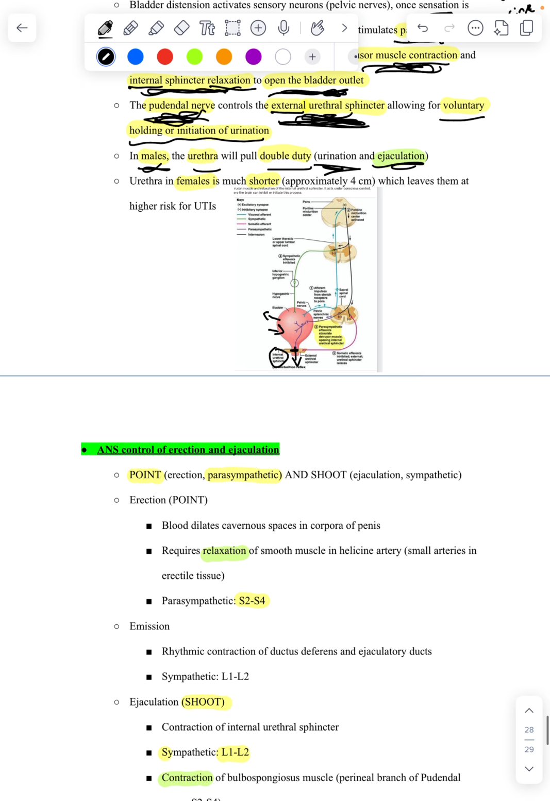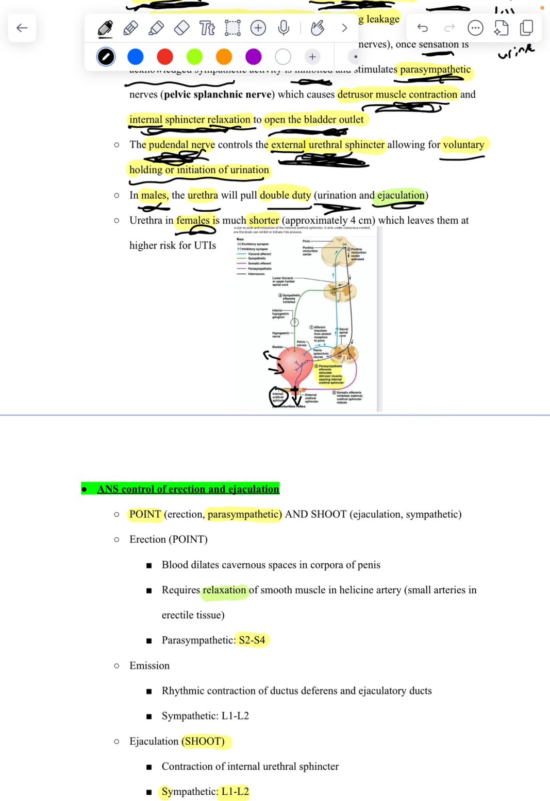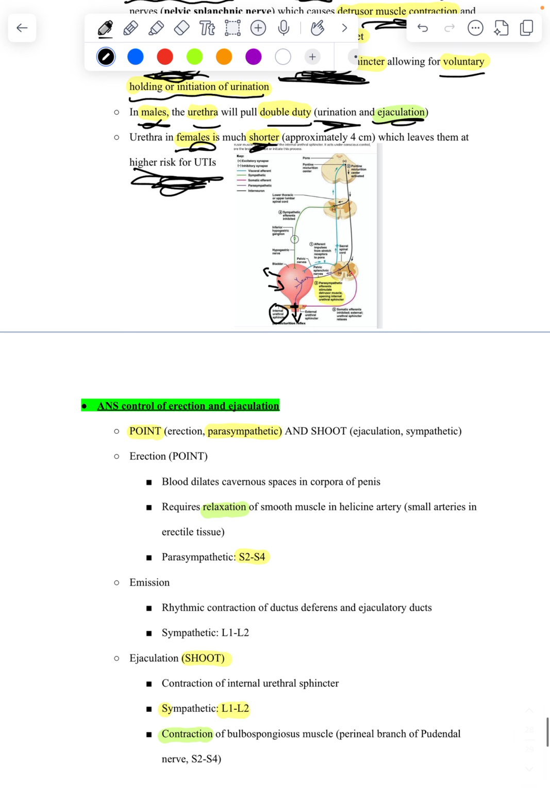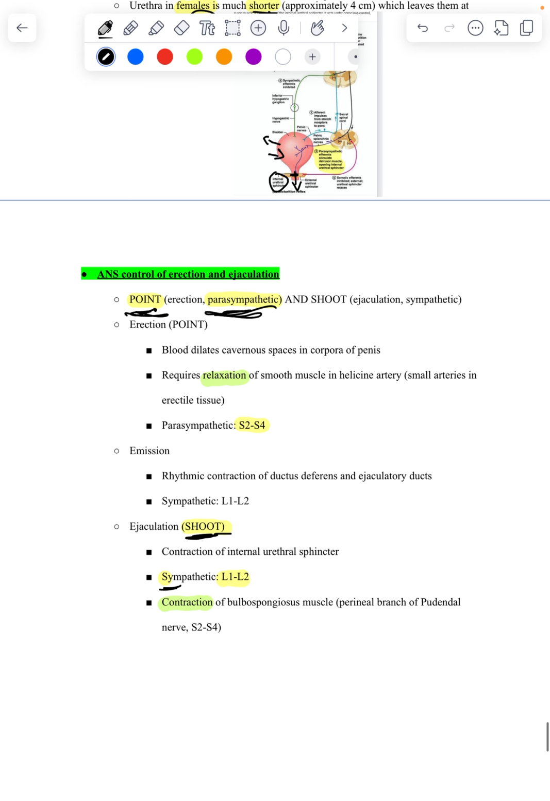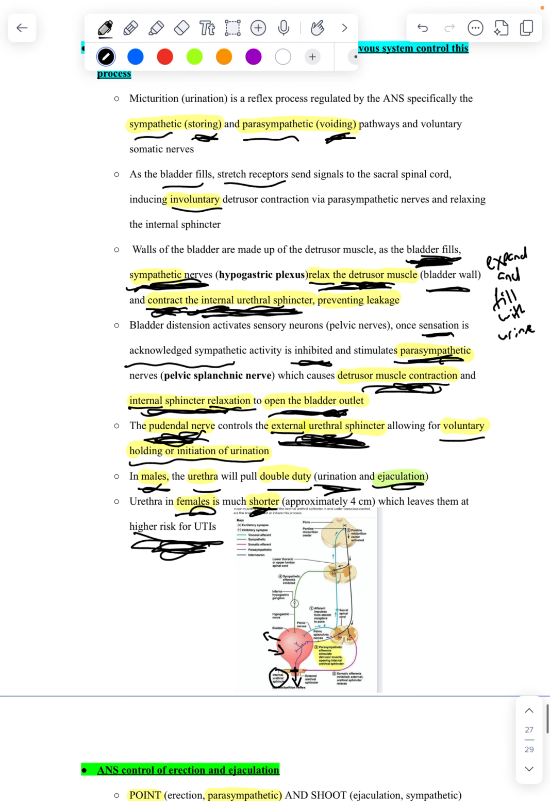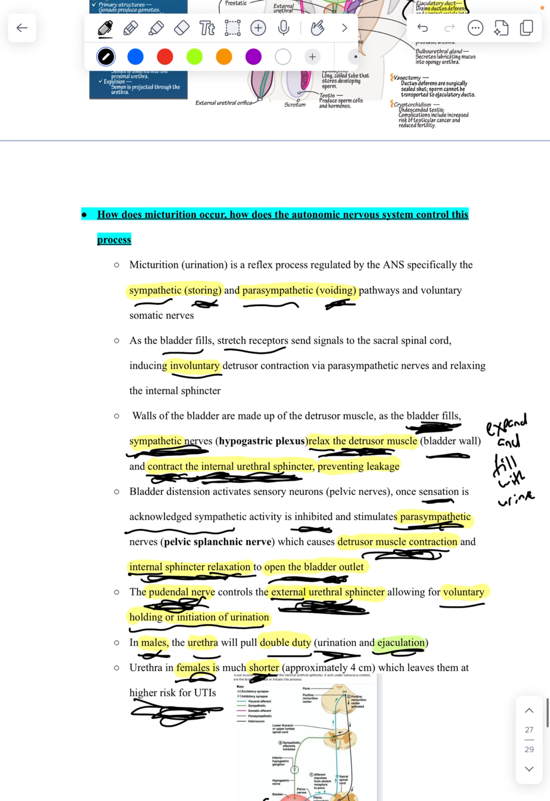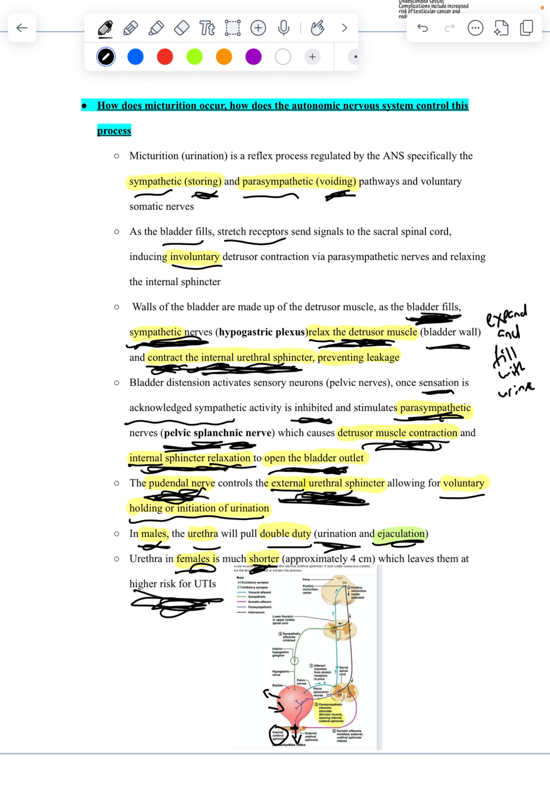And then lastly, the autonomic nerve. Oh, before that, the urethra in females is much shorter. That's why they're at higher risk for UTIs. But that also makes it easier to treat UTIs because it's a quick route. And then lastly, autonomic nervous system, the easiest thing. Point, P, parasympathetic. Shoot, S, sympathetic. When we're talking about parasympathetic, it's S2 to S4 because that's your pelvic splanchnic. I might have forgotten to mention them here. Yep, so pelvic splanchnic. Anytime parasympathetic, pelvic splanchnic.